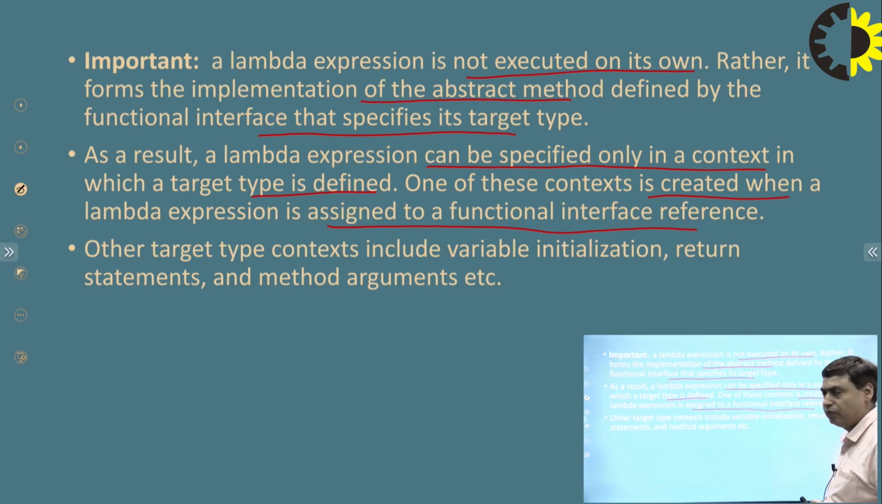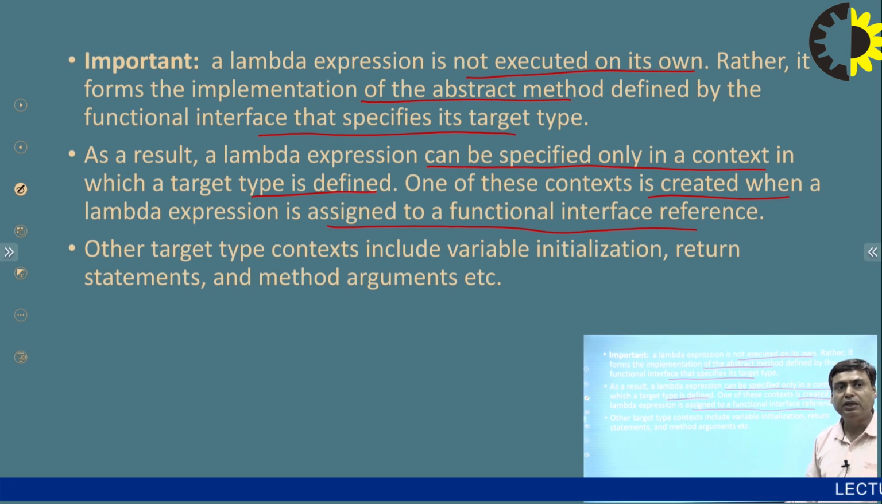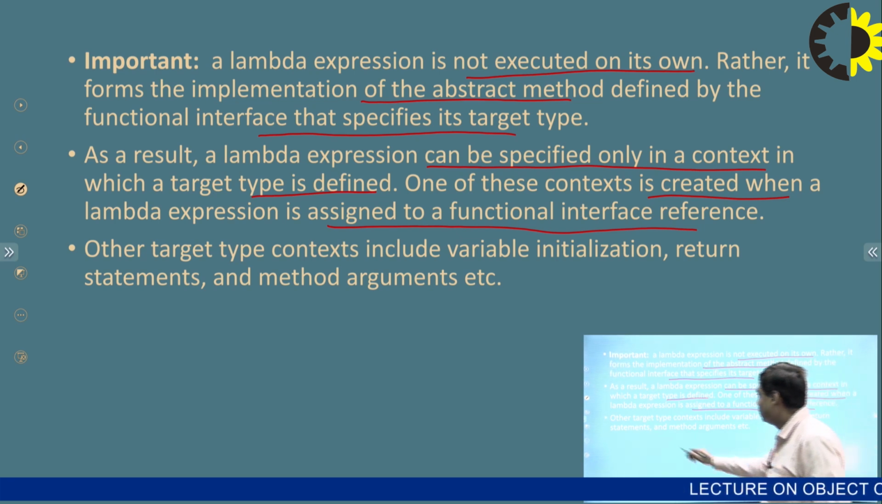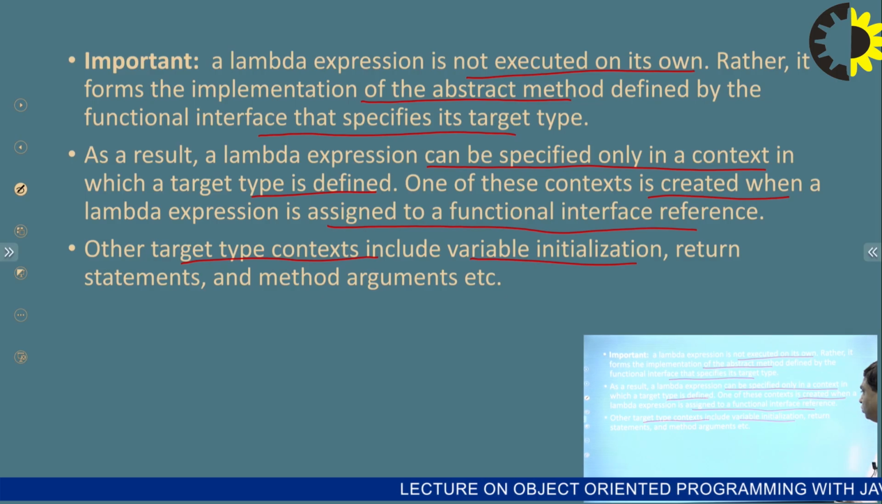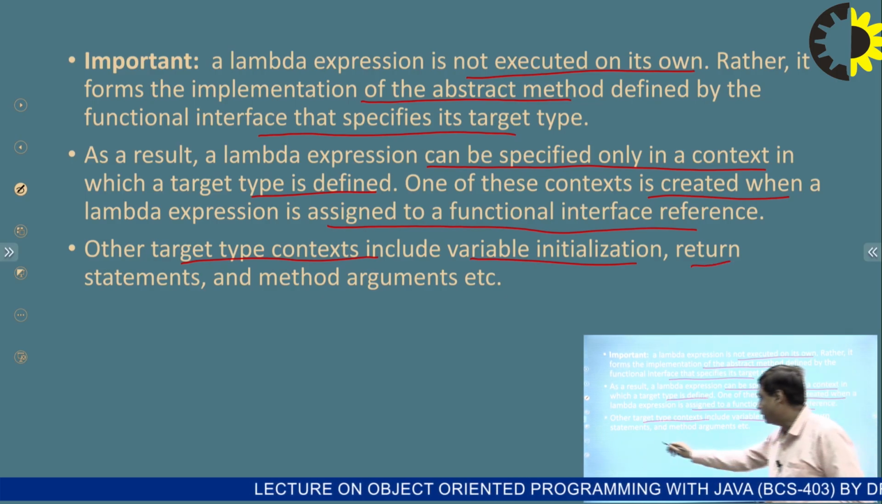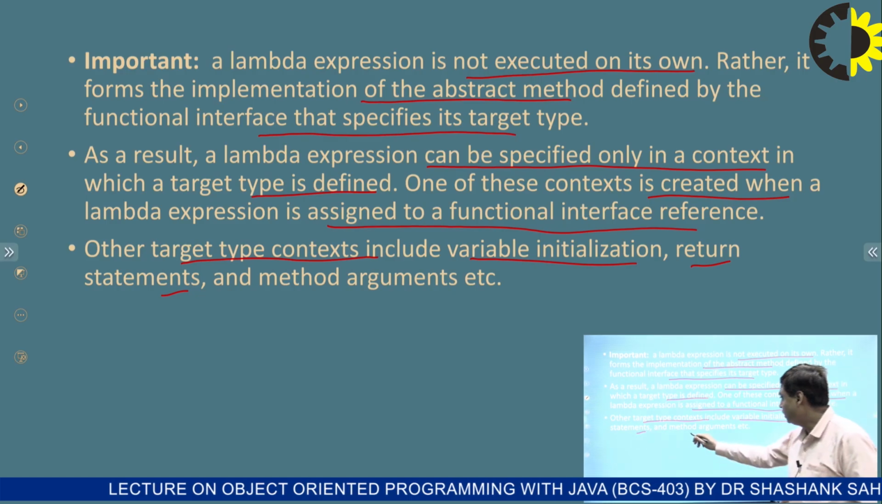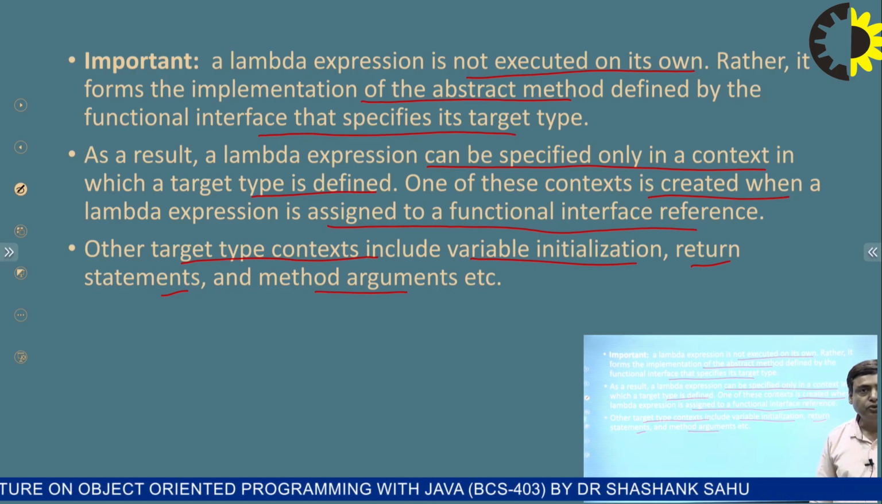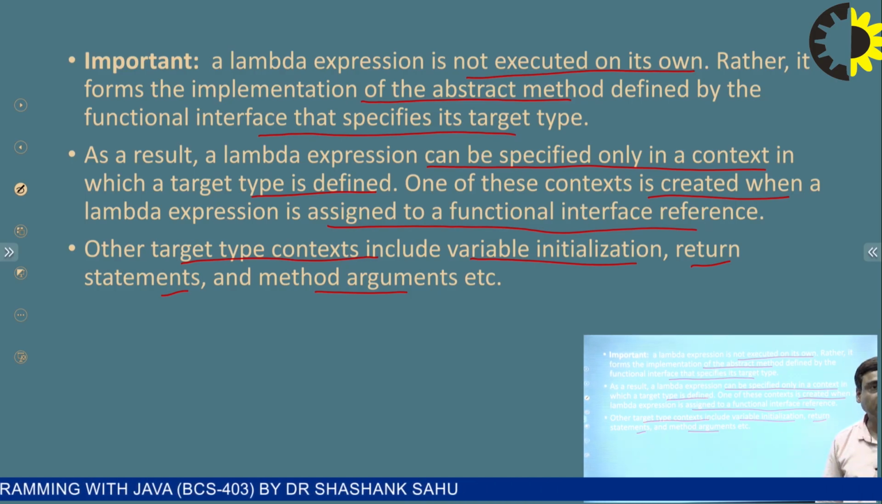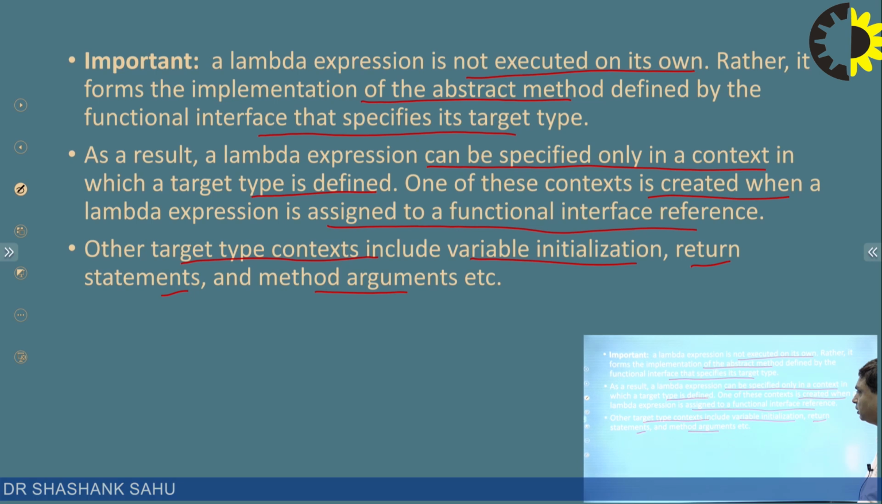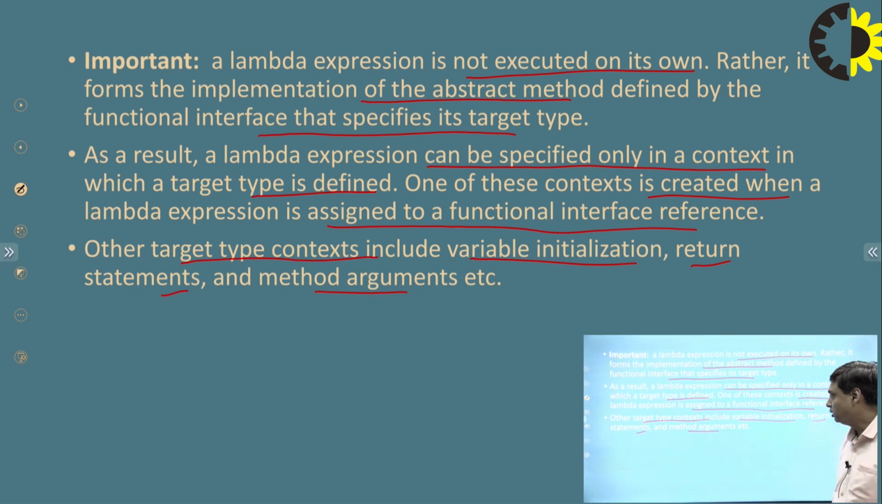Now, it is not the only way to execute the lambda expression. Lambda expression can be used in many different target types also. Other target type contexts include variable initialization. So, lambda expression can be used for it. It can be used in return statements and it can be used as an argument also. So, the use of the lambda expression is in very different ways. One use is to define the implementation of an abstract method. In another way we can use it for variable initialization. If you want to return a value, that is also possible, and it can be used to pass an argument also.